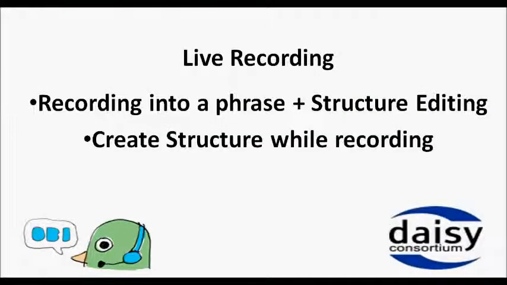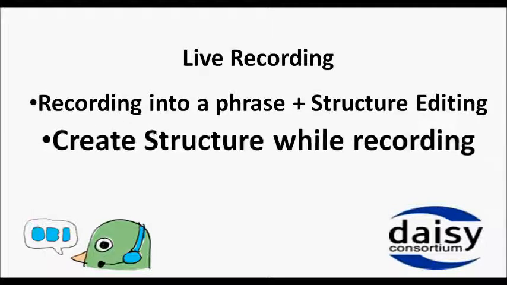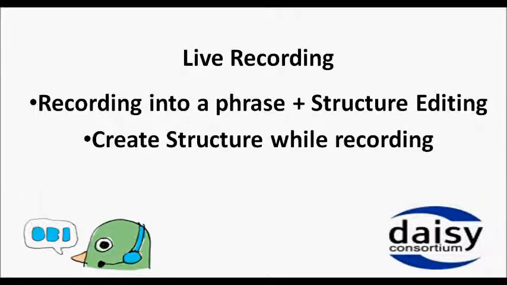So now, we are finally ready to start recording into a phrase. There are two ways of recording directly in OBI. You could either record the entire content as a single phrase and then perform auto-splitting, or you could create the structure of the book while recording by using the navigation controls of the transport bar. In the first method, you will have to do the structure editing manually.